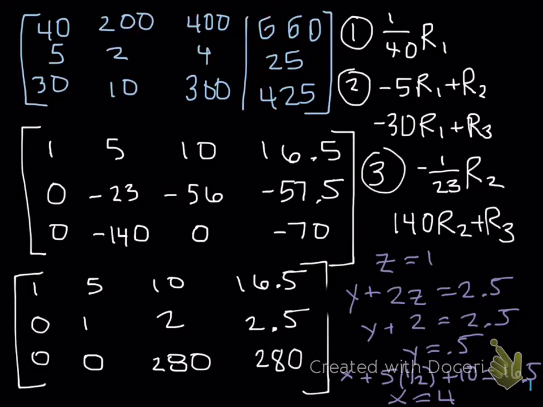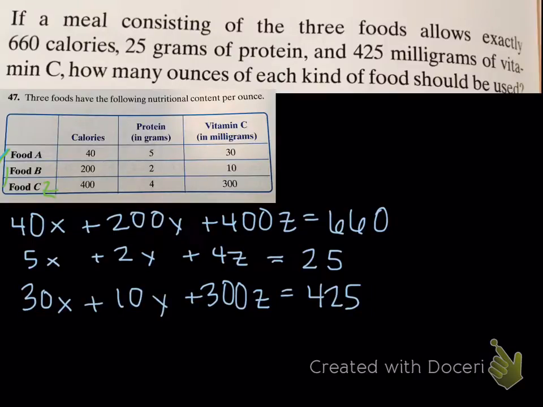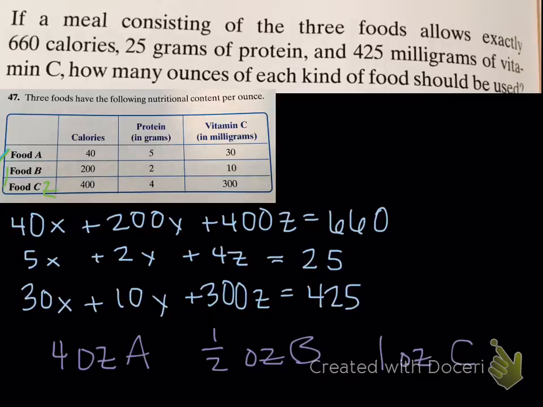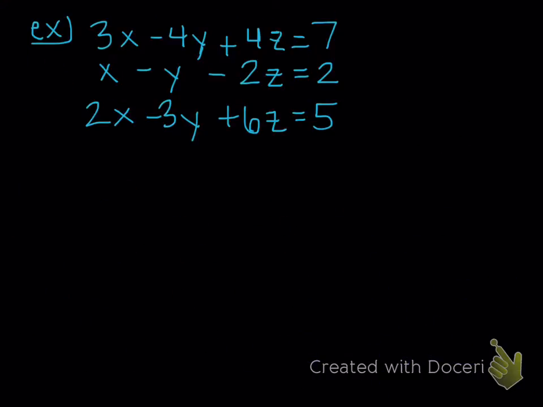So to go back and answer this question, I should have 4 ounces of A, a half ounce of B, and 1 ounce of C. So that's how we're going to apply it to a word problem. Next, I would like to show you a unique case. So again, just practice on setting these up.